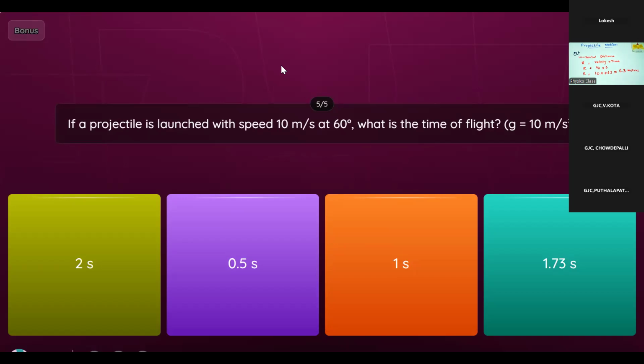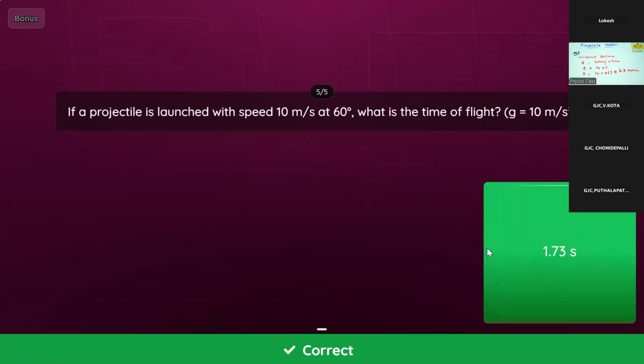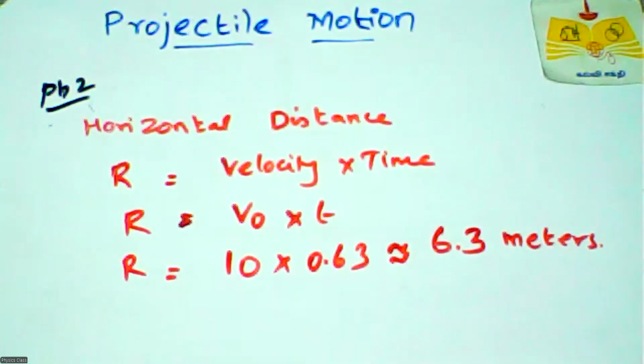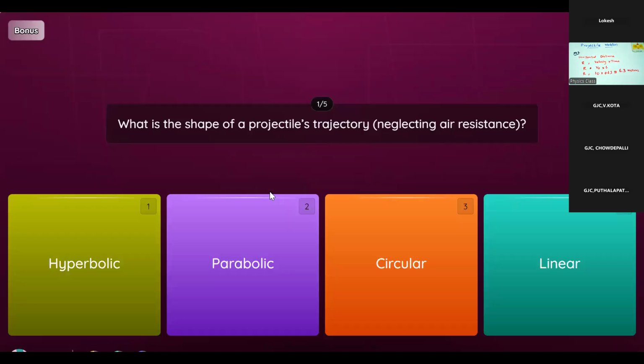Very good. Another one, GJC Penuma. Okay, good, super. So the fourth option, yes, correct. One second, I will share another one. Okay, wait a second. Okay. APMS 33, very good. Super.